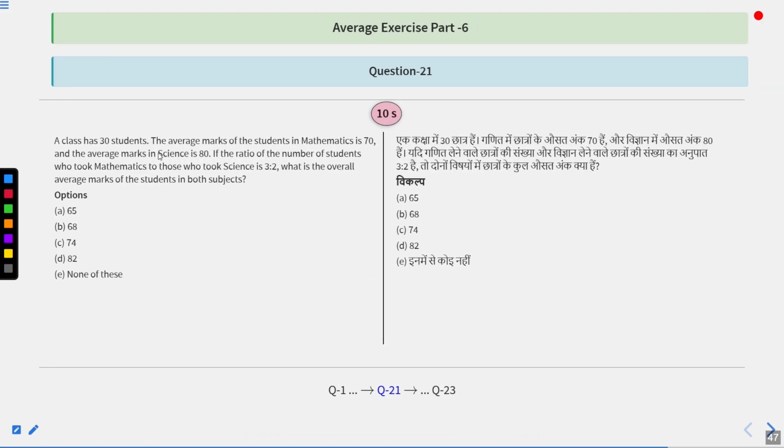Next. A class has 30 students. The average mark of the students in mathematics is 70 and the average mark in science is 80. If the ratio of the number of students who took mathematics to those who took science is 3:2, what is the overall average mark of the students in both subjects? You have 5 options and 10 seconds to analyze the question. Your time starts now.